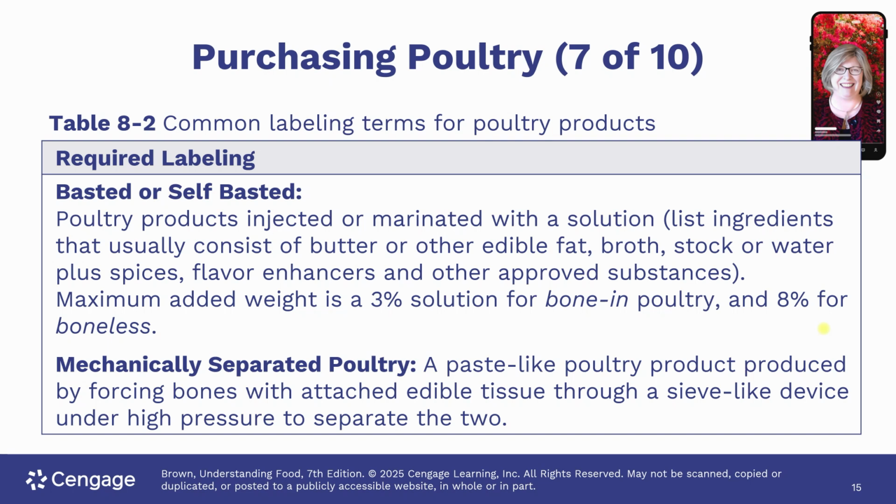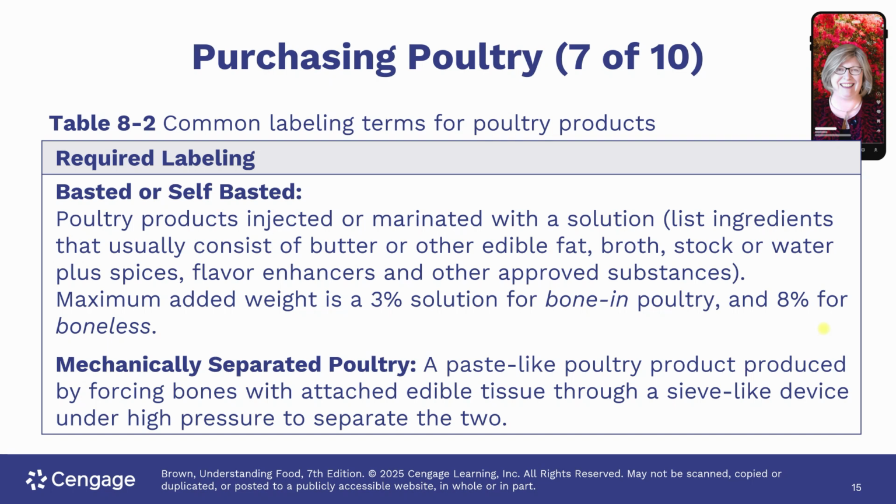This will be interesting coming into Thanksgiving time when we sometimes buy turkeys and hams, but let's talk about poultry right now. So if the label says it's basted or self-basted, that means the poultry products are injected or marinated with a solution. The listed ingredients will usually consist of butter or some other type of fat, broth, stock or water, plus spices, flavor enhancers, and other approved substances. The maximum amount of solution they can use for bone-in poultry is 3% and 8% for boneless chicken.